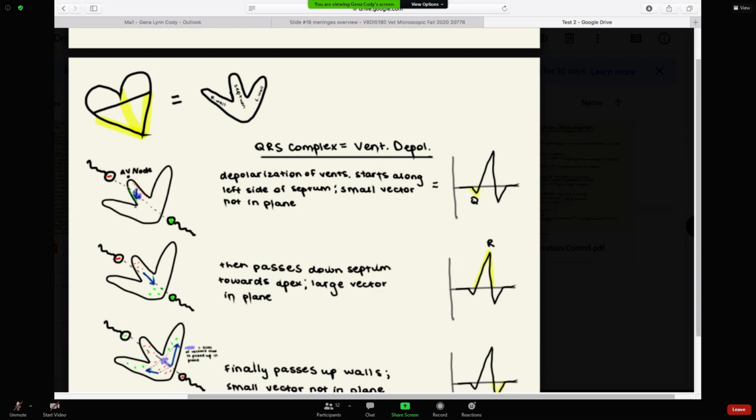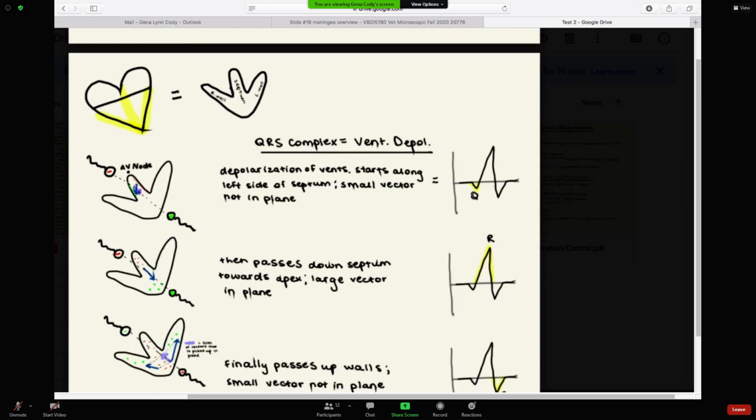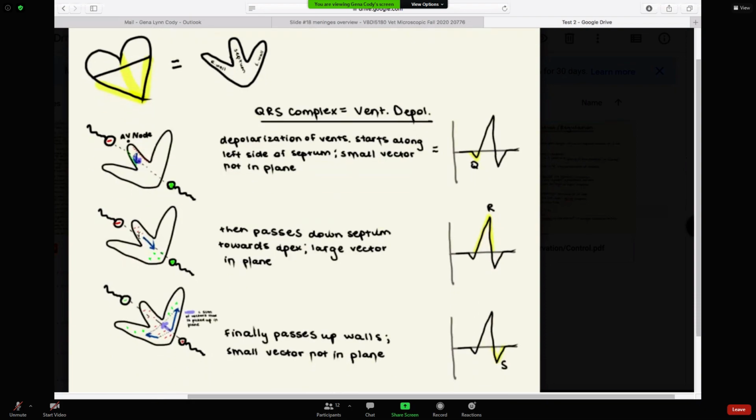My vector here is super small. It's oblique to the plane, so not a lot's going on there. I'm going to get this really small blip that we call the Q. But then it's going to go all the way down to the bottom of the septum, to the apex of the heart. That's a much greater distance to cover, and it's almost completely in the plane, so I'm going to get this large reading. That's the R. From there, it goes from the apex up the sides of the wall, and then it's just the S complex.